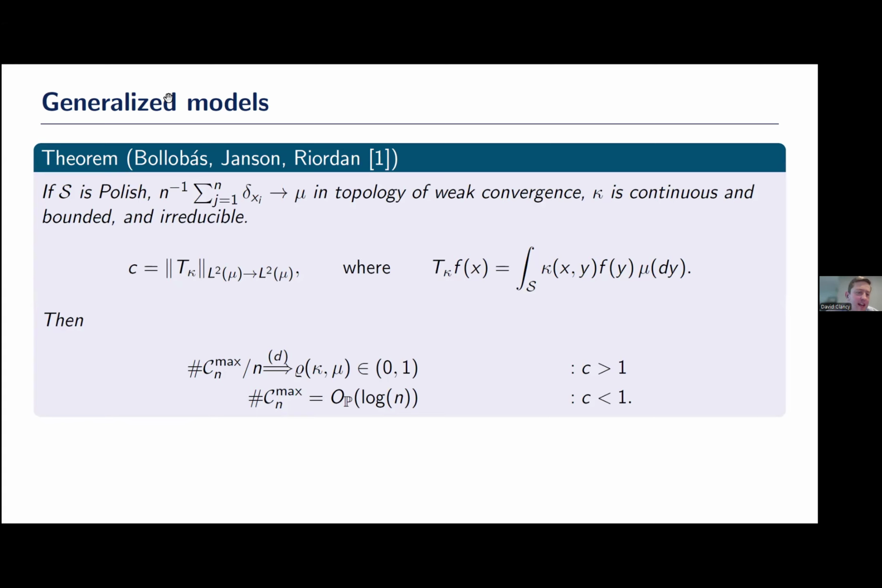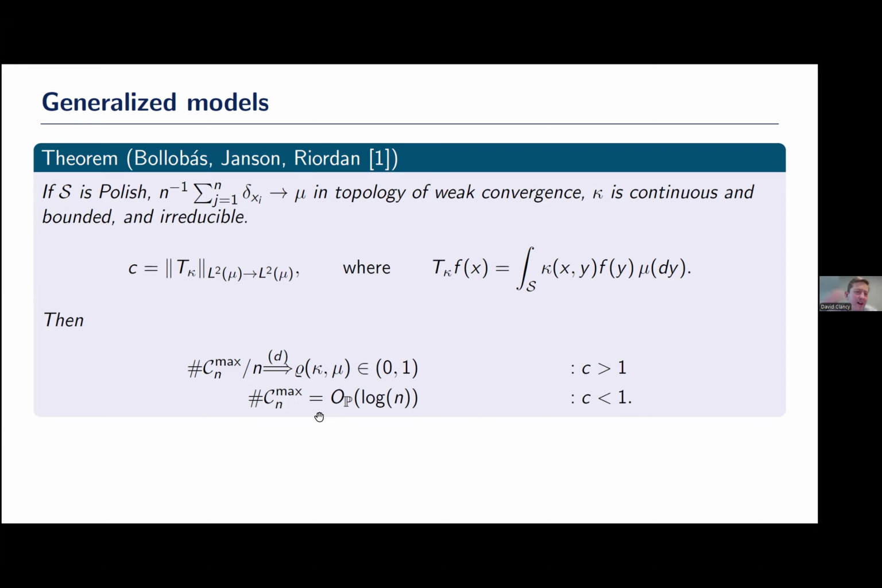And it says under some technical conditions on the state space S and the behavior of these vectors x and some continuity requirements on the kernel kappa, then we can pick out a single parameter C, which is an operator norm of some integral operator defined by the kernel kappa and the limiting empirical measure mu, where if this constant C is bigger than 1, the largest connected component has order n many vertices with some explicitly computable constant rho kappa mu. But whenever C is less than 1, the largest component is of order log of n.